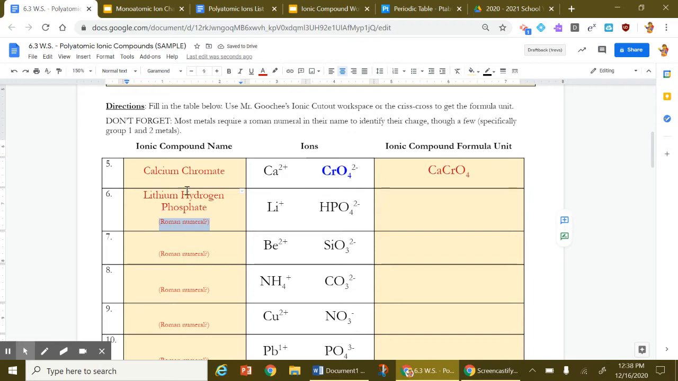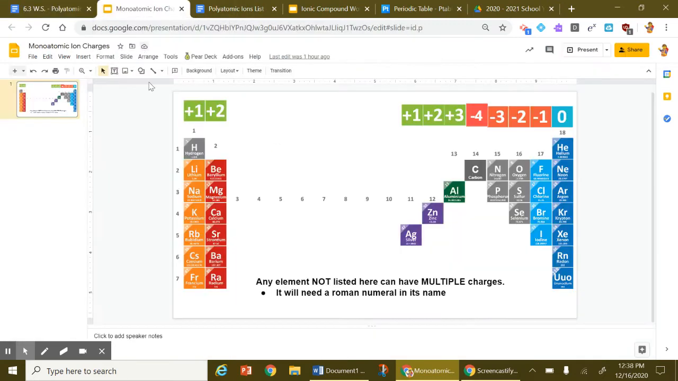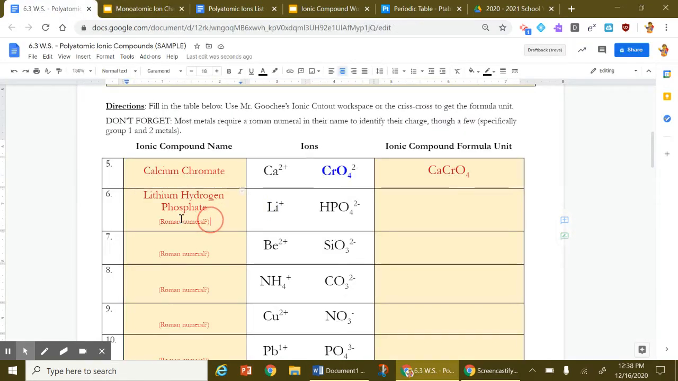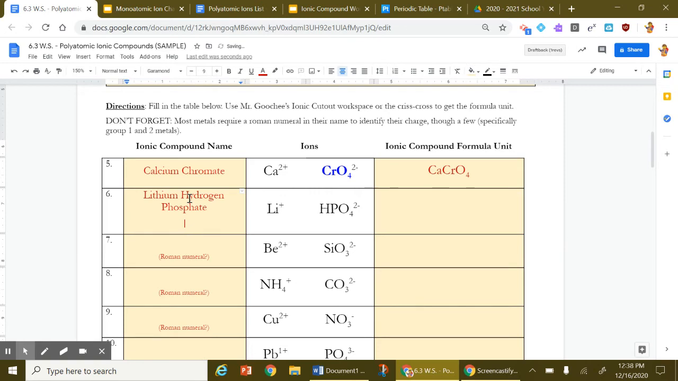Now, does this get a Roman numeral? Lithium is +1. Is it always +1? Let's take a look here. Yes, lithium is always +1, so no Roman numeral needed. Okay, no Roman numeral needed.